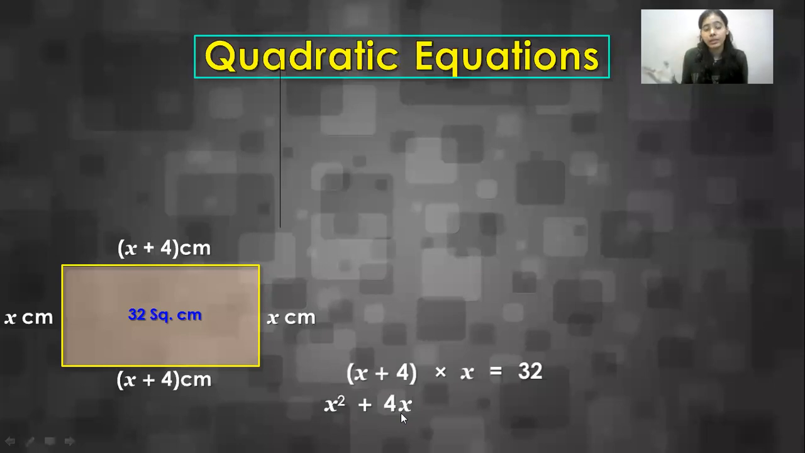If I bring this 32 from right side to left side, it comes here and it becomes minus 32 equal to 0. Now students, can you see that here we have got an equation. The information we were given about a rectangle, area, length and breadth, gave us an equation, just like we used to frame equations in the first chapter.